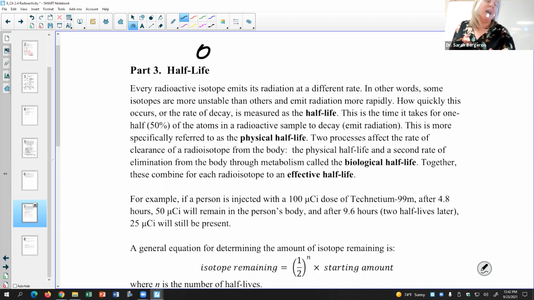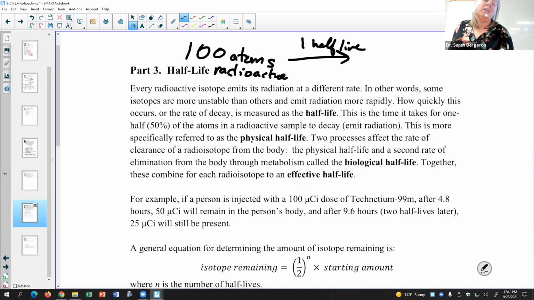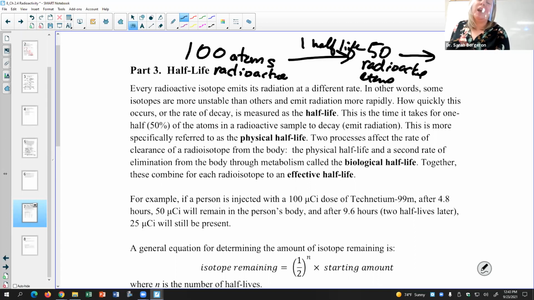So if you have 100 atoms, these are radioactive, and one half-life of time passes, how many radioactive atoms do you have left? 50. I have 50 radioactive atoms, right? If another half-life passes, how many you got? 25, right? So it's the time it takes.